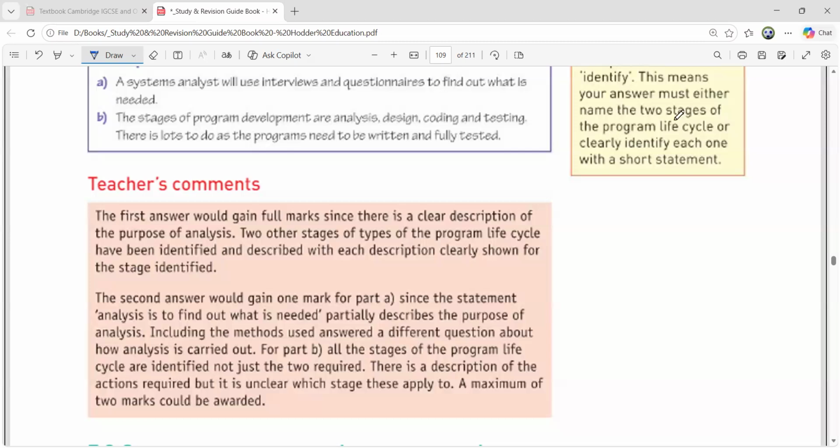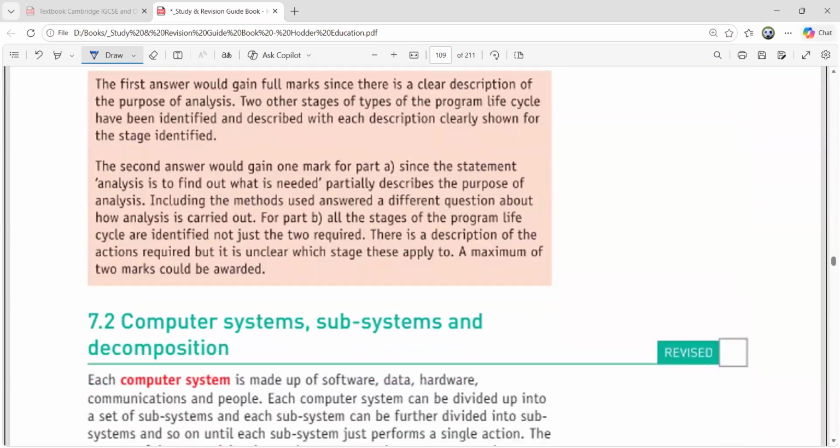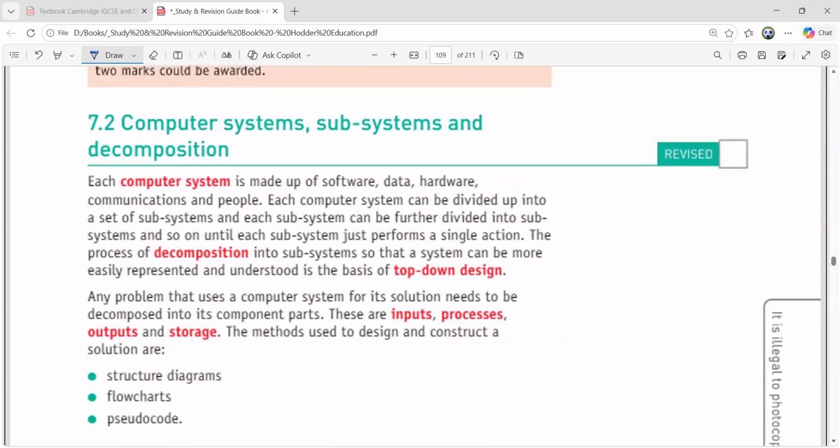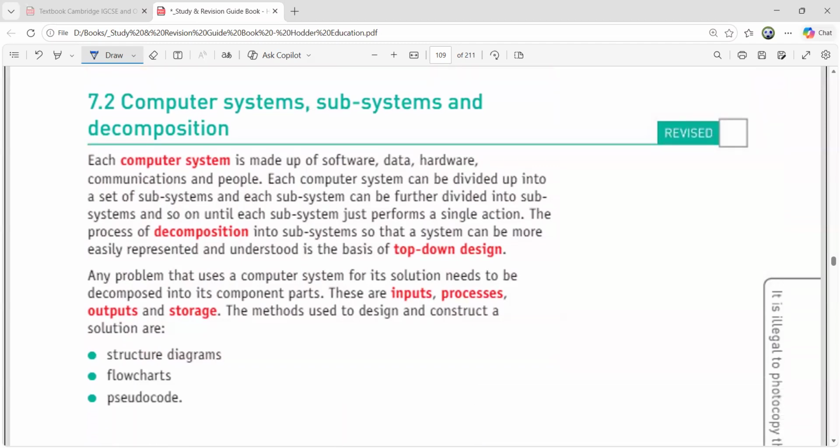Okay, now, moving to the next topic, we have also talked about abstraction and decomposition. Please note them down also because this can come in the paper. Computer systems, subsystems, and decomposition. Now, what is a computer system? It is made up of software, data, hardware, communications, and people. This again is something that can come in the paper.